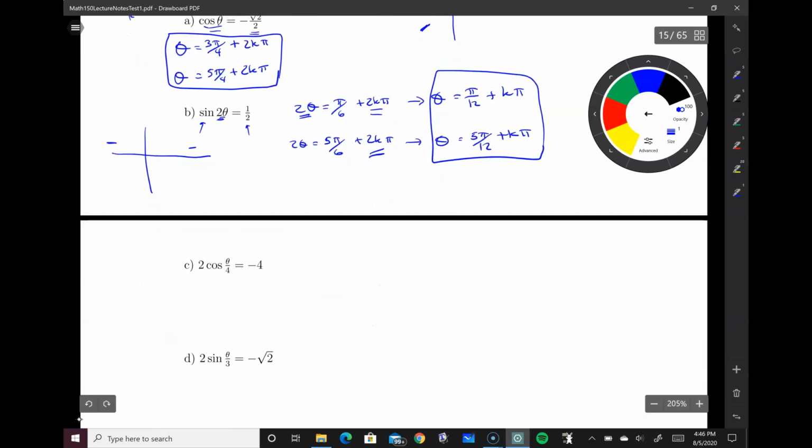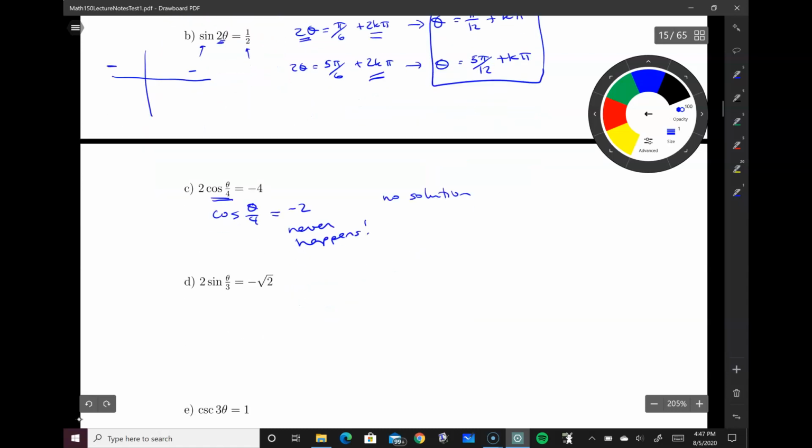So continuing forward, I want to isolate the trig function first. So cosine of theta over 4 is equal to, dividing by 2, I get negative 2. This never happens. We are talking about the unit circle. So there is no solution here. Unit circle meaning of radius 1. Can't get to negative 2.